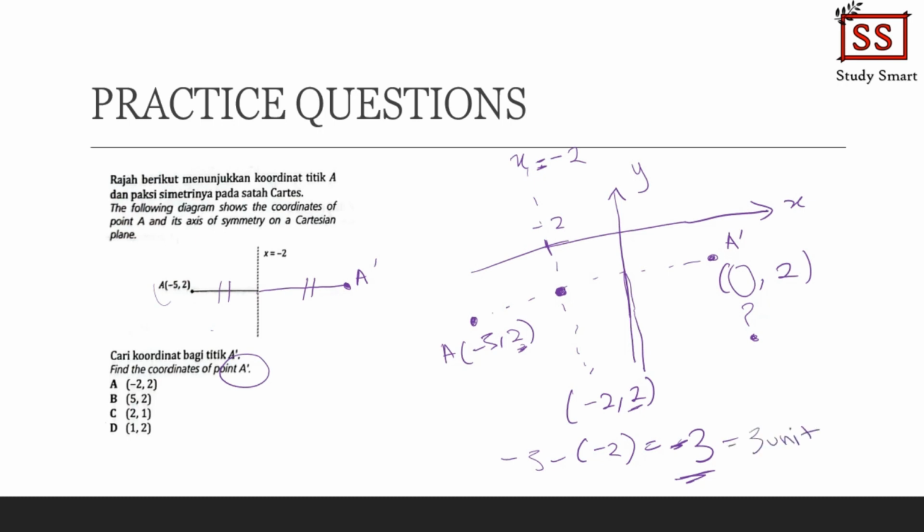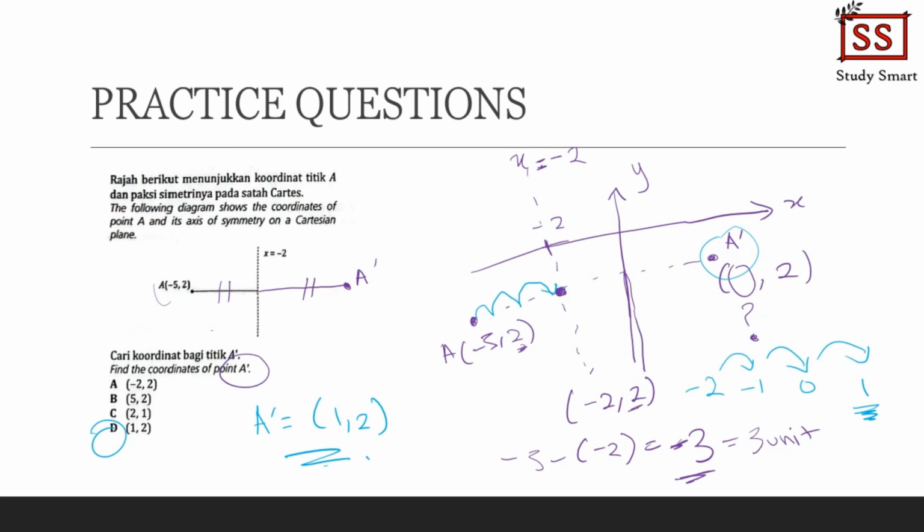3 units means from x equals negative 2, you need to move 3 units in order to find your value for A prime. So from negative 2, if you move 1, it will be negative 1, another one 0, then 1. So your A prime should be 1, 2. The answer should be D. You just need to find how many units point A is from the symmetrical line, and then from that line, how many units it should be to find your A prime value.